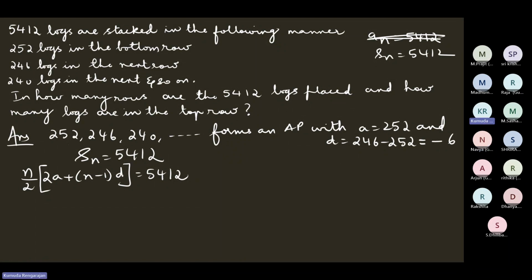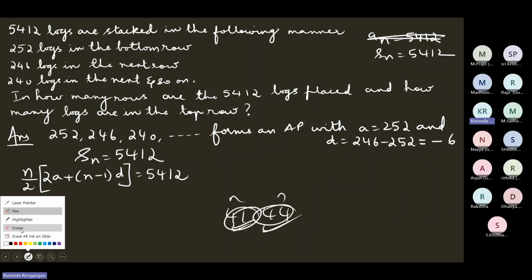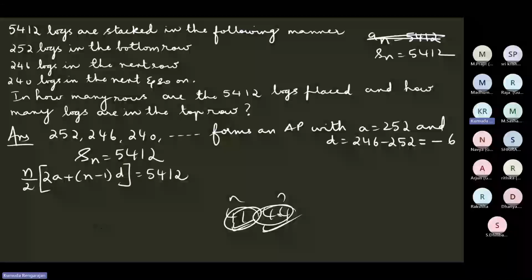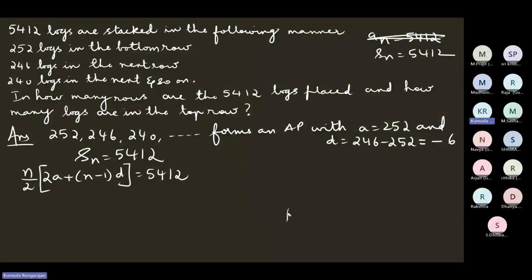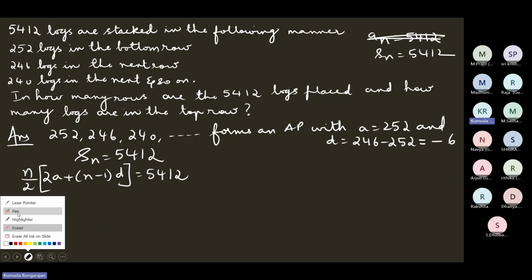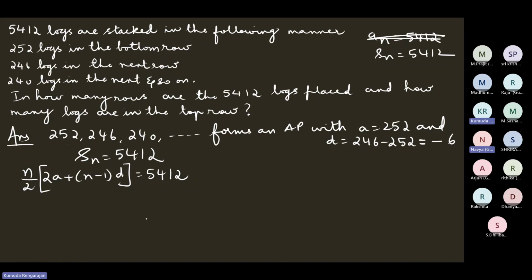So though the answers 41 and 44 are meaningful, they're okay to be values for n. It's not practically possible to arrange the logs in 41 rows as well as 44 rows because the number of logs keeps decreasing. Then you cannot have both the answers. So how do you let go of one of the values of n? You need to do something and say, this is not possible.